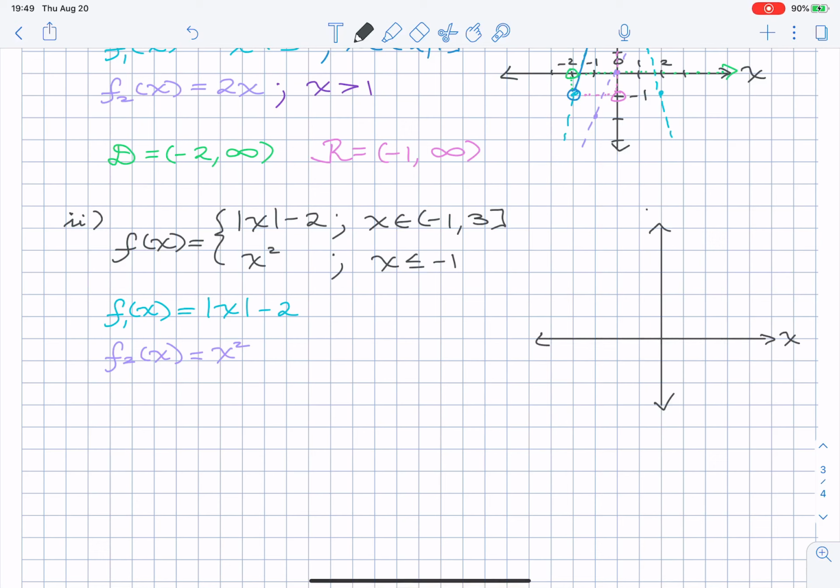X and y axes, 1, 2, 3, 4. If I were to plot the absolute value of x minus 2, that's a v shifted down 2 units. So it would look something like so, dotted. I have to do it dotted until I know what the domain is.